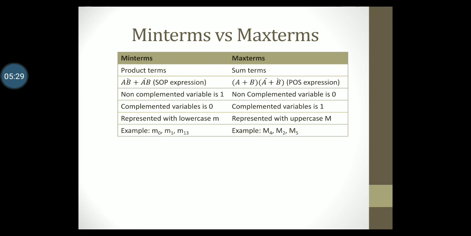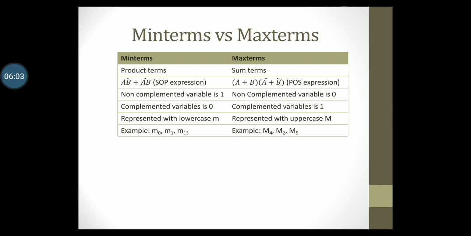Here are a few differences between Minterms and Maxterms. Minterms are also called product terms, whereas Maxterms are called sum terms. A Minterm forms an SOP expression, whereas a Maxterm forms a POS expression. In a Minterm, a non-complemented variable is given the value of 1. In a Maxterm, a non-complemented variable is given the value of 0.